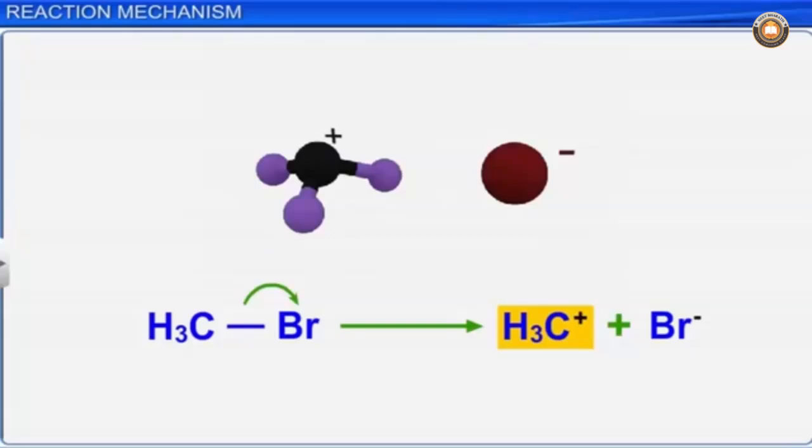A positively charged carbon with a septet, which is the methyl cation here, is called a carbocation or a carbonium ion. Carbocations are very reactive as they have a strong tendency to complete their octet.